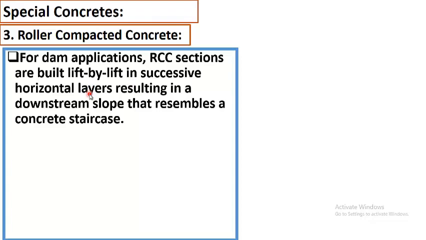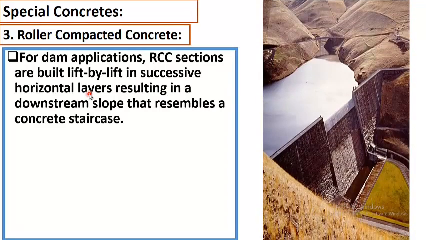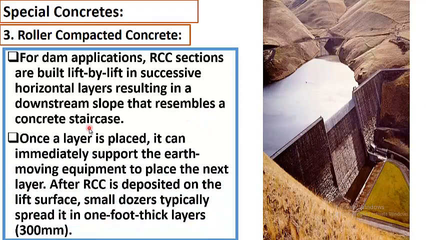Now it is discussing dams. That is, dams are constructed in a step by step process, resulting in a downstream slope that resembles a concrete staircase. As you can see here, the concrete is placed layer by layer, that is, with no slump concrete, where the workability is very low. The bottom of the wall is much thicker than the top of the wall, and it resembles concrete stairs.